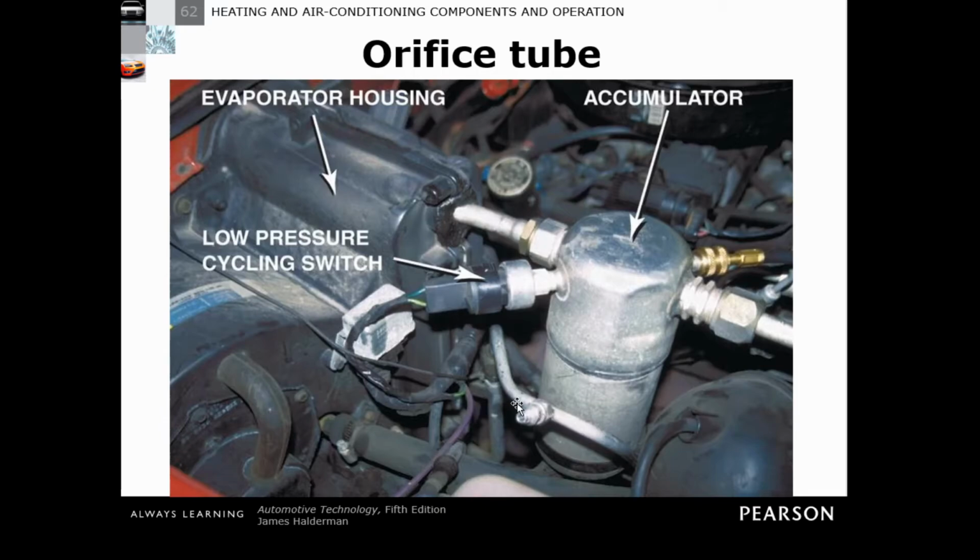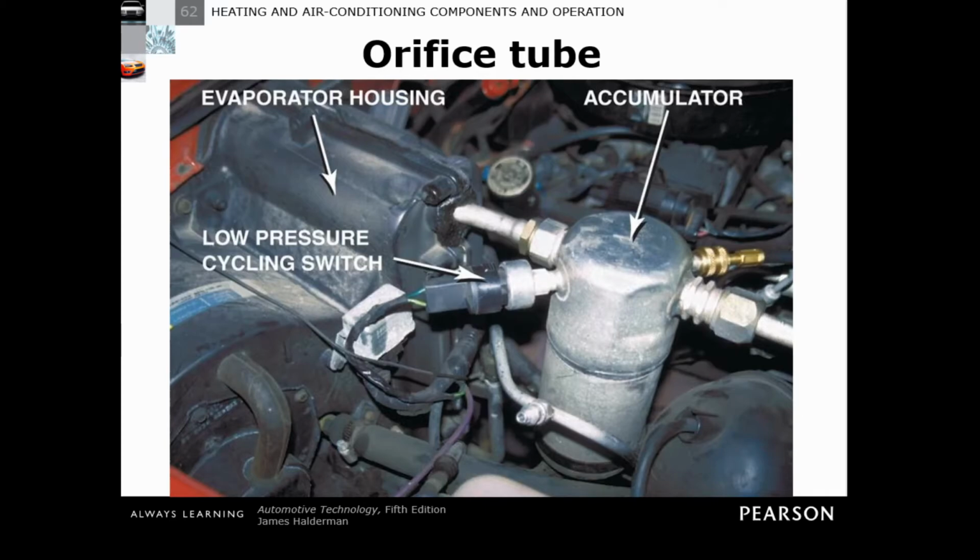Okay, so this is a good little picture of the system that we would see. This is our high pressure line coming in, and this fitting right here, you can kind of see, is actually where our expansion valve, or I'm sorry, our orifice tube is going to go. That'll go into our evaporator housing, go all the way through the evaporator, and come back out. And that brings us to our last component that we're going to talk about today, and that is the accumulator.